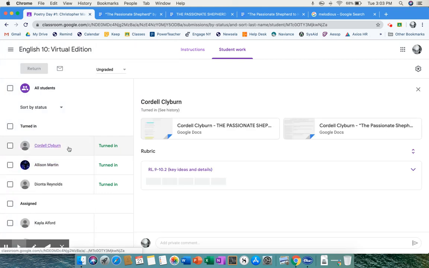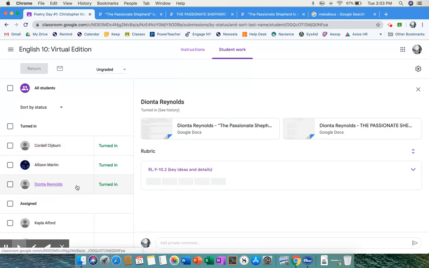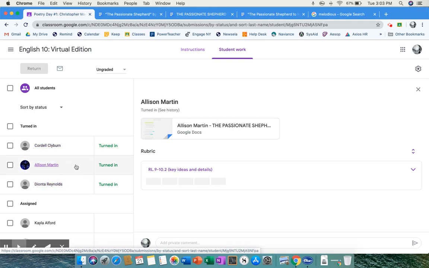Now, make sure that you turn in both. Okay, so Deontay turned in both. Cordell turned in both. Allison, if you see this, you only turned in one. You only turned in the poem itself. You need to make sure you turn in both. If you're confused as to how to turn in both, ask Cordell or Deontay how to do that. Okay, good job, you two. If you see this, Allison, good job. Just make sure you get in the other half.